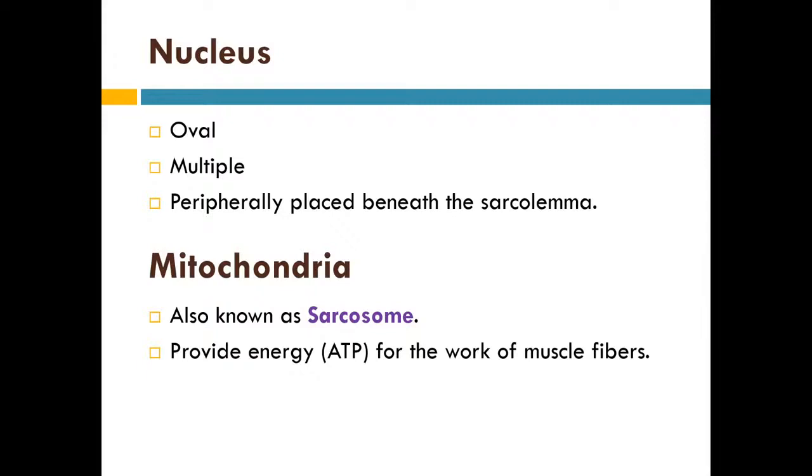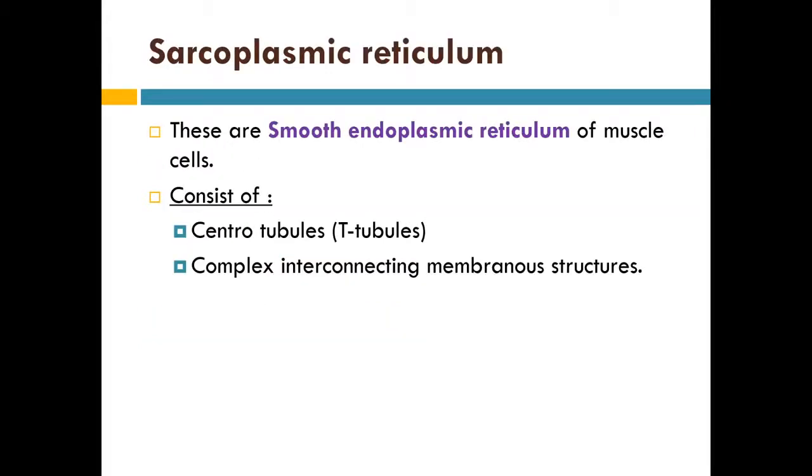Mitochondria. Skeletal muscle needs mitochondria for its contraction. In skeletal muscle or any muscle cells, the mitochondria is known as sarcosome. It provides energy in the form of ATP for the work of muscle fibers. Sarcoplasmic reticulum. These are the smooth endoplasmic reticulum of the muscle cells. It is composed of centrotubules or T-tubules and complex interconnecting membranous structures.